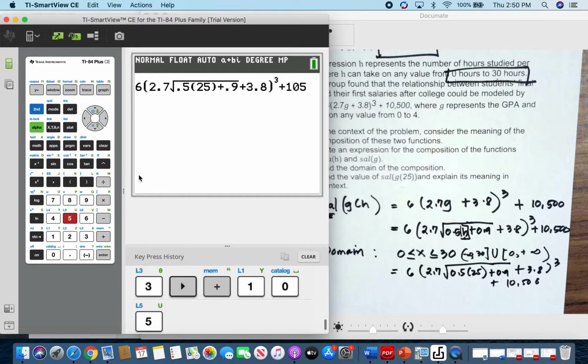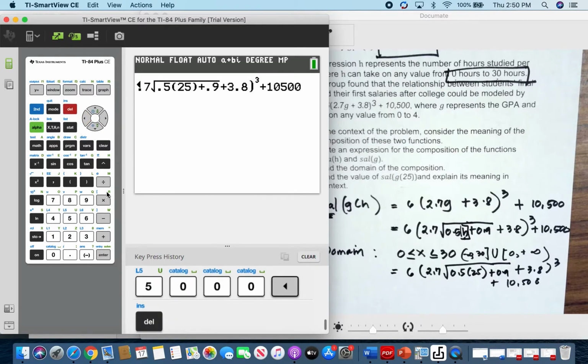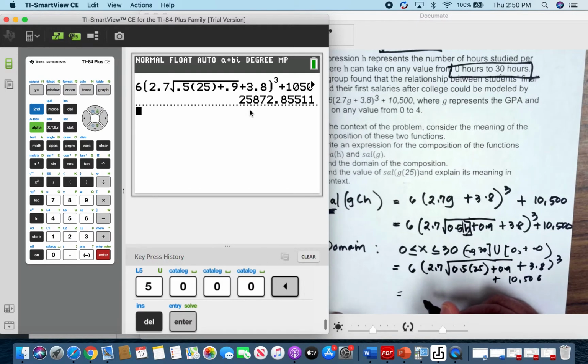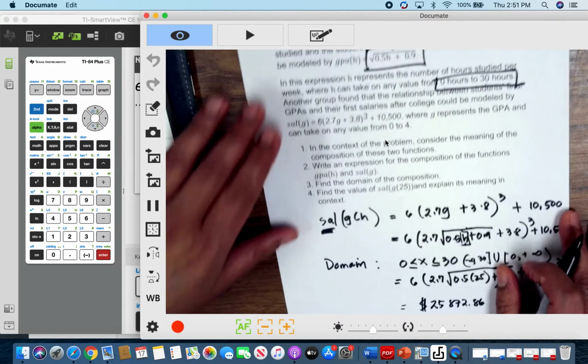So this is our y-intercept. It means that should it be that your GPA is 0 and you are hired, your starting salary would still be 10,500. Well, of course, you don't want that. So enter that. So the starting salary is 25,872.86. That's an approximation.